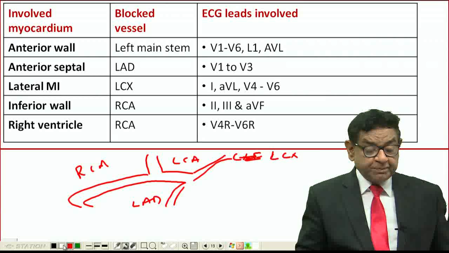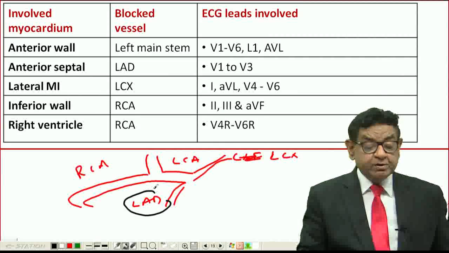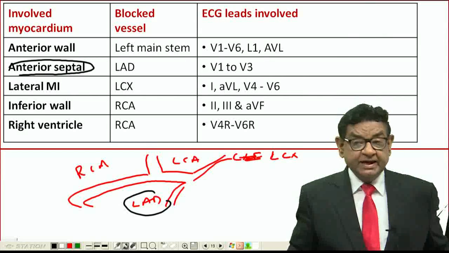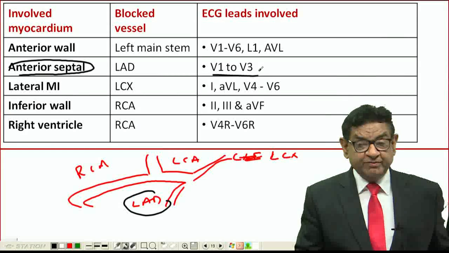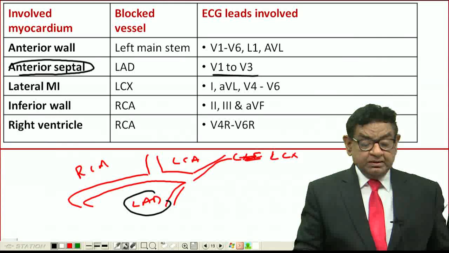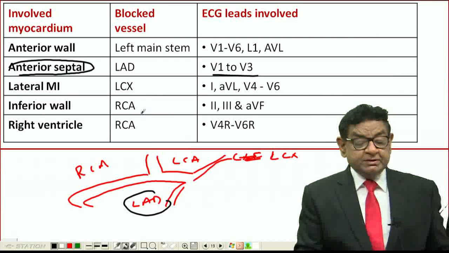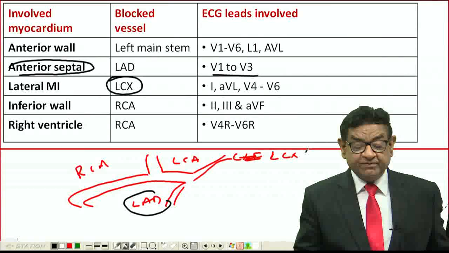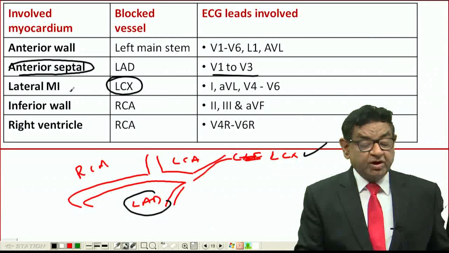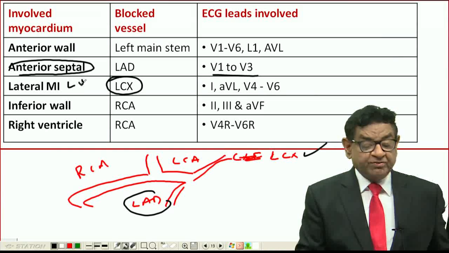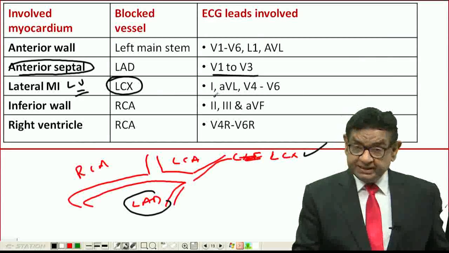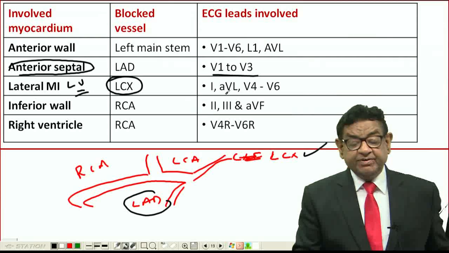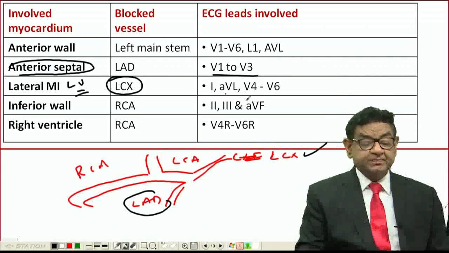Now, LAD, this one, it supplies the anteroseptal area. Septum part is by LAD, and it is seen in ECG by V1 to V3. Then lateral wall is supplied by left circumflex artery, and this is left circumflex artery. Lateral wall of the left ventricle, of course. In ECG, it is represented by L1, AVL, V4 to V6.